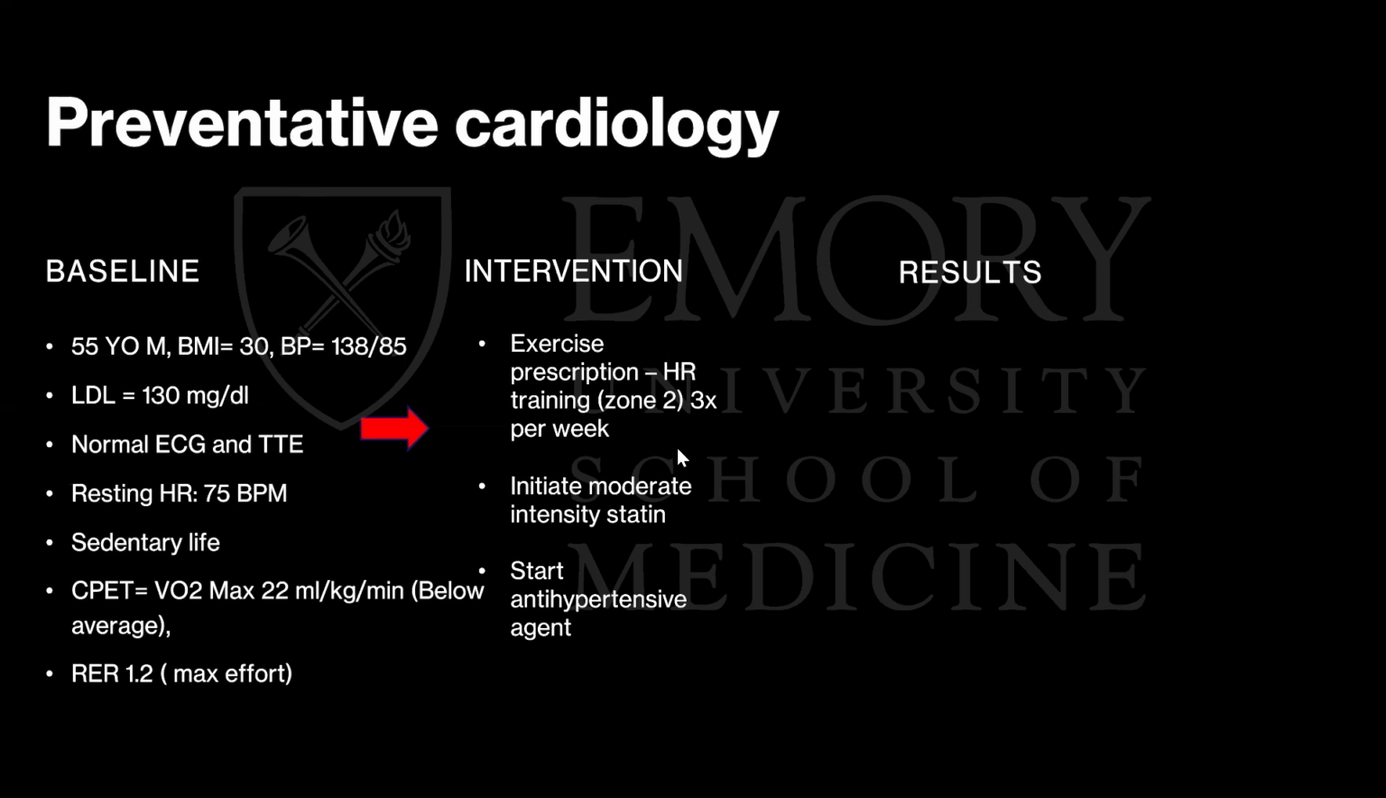And for this case here, we're also going to put them on a moderate intensity statin, and start them on an antihypertensive agent. And by doing this, you repeat the CPET in 6 months. Now you know that they've jumped up to 28. So even though it's not perfect, they went already up 6 points. So we know by the study that they did back in 1989 with Blair, that's a mortality benefit. So your cardiovascular risks are dropping drastically by making these changes.